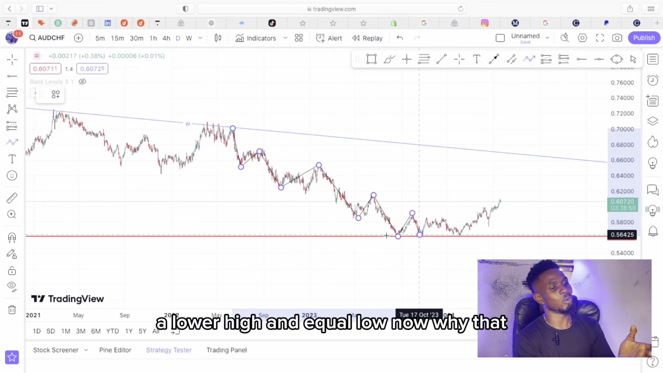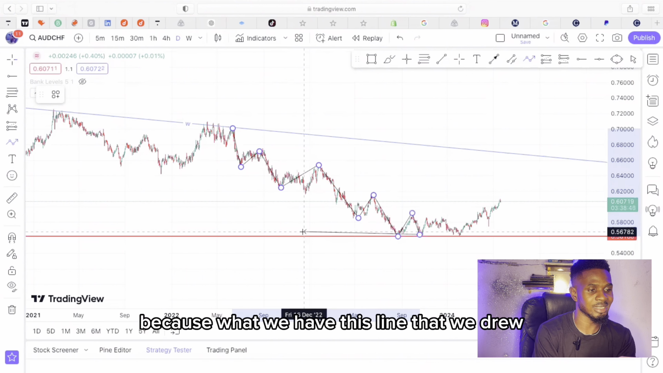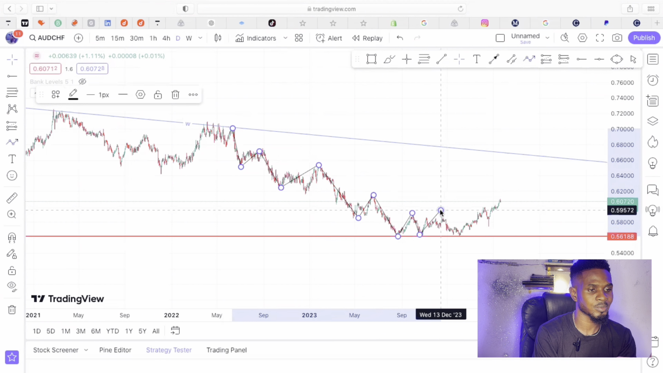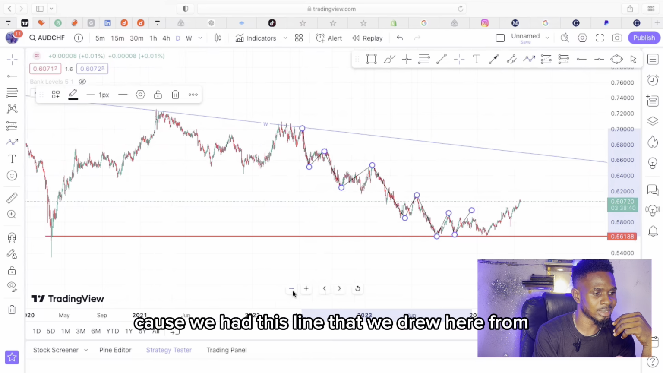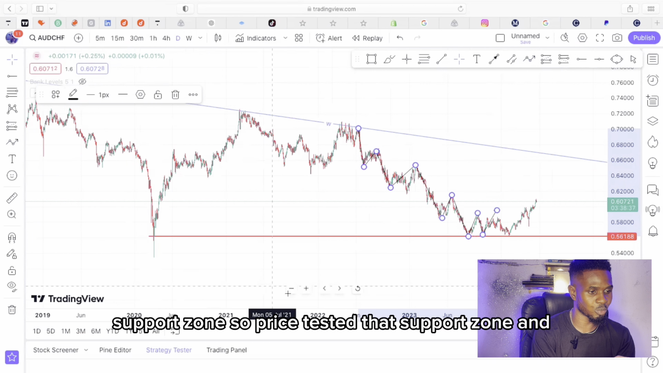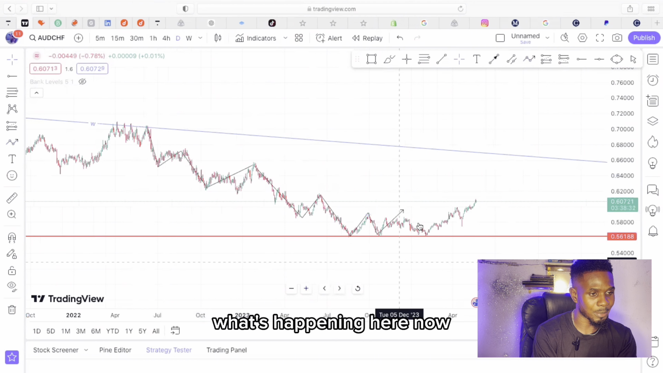Now, why is that happening? Why did that happen? Because we have this line that we drew here from the weekly time frame. This is a support zone. So price tested that support zone. And what's happening here now?